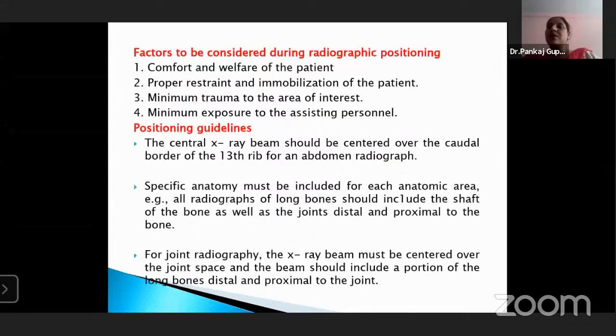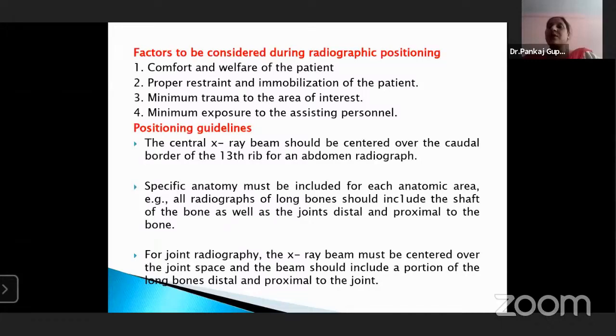Now, the factors to be considered during radiographic positioning. The basic purpose of radiographic imaging is to obtain as accurate an image as possible of the part to be radiographed so that we can have a diagnostic radiograph, for which the area should be well immobilized. The animal should be properly restrained before, the animal should not feel any discomfort, and it should be comfortable to the patient. There should be minimum trauma to the area of interest, especially in case of fracture cases. We must take the radiograph so that there should not be an additional trauma to the limb being radiographed.